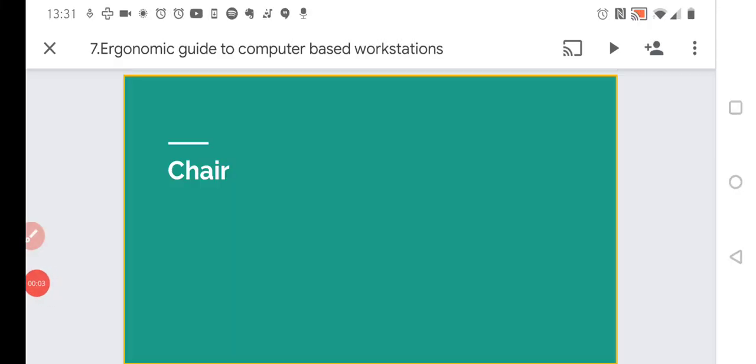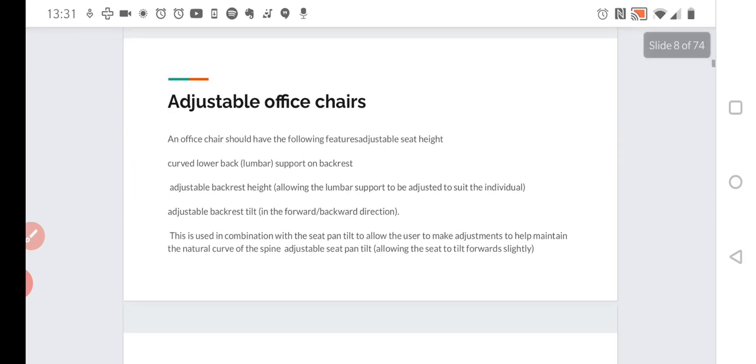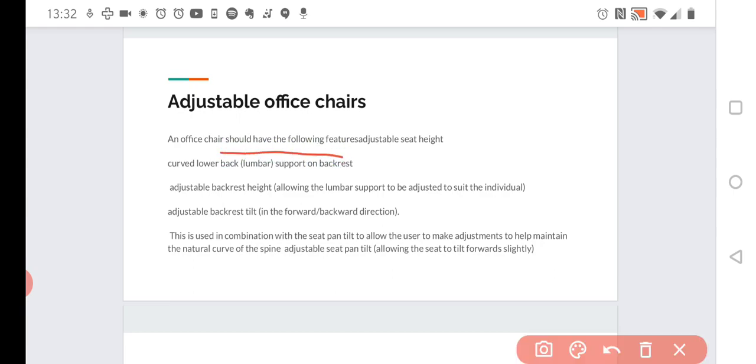Now, ergonomics of the chair. The chair obviously is quite important from the perspective of proper ergonomics when sitting at the computer workstation. We already said that adjustability is very important in preserving the correct posture and position of the worker at the workstation. And an office chair should have the following features.